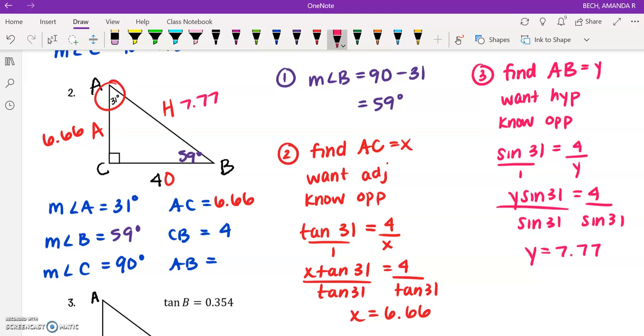Again, it should work out that the biggest side is opposite the biggest angle, which it does. 7.77 is opposite the 90. That's the biggest side. The smallest side of 4 is opposite the smallest angle of 31. And then the medium side of 6.66 is opposite the medium angle of 59.